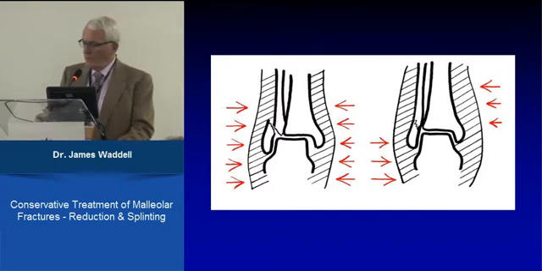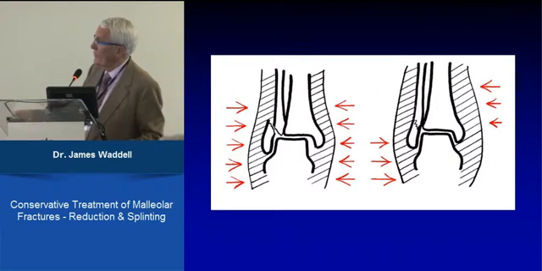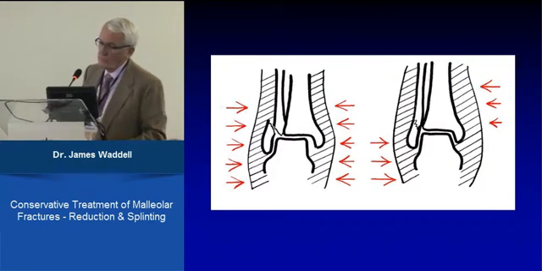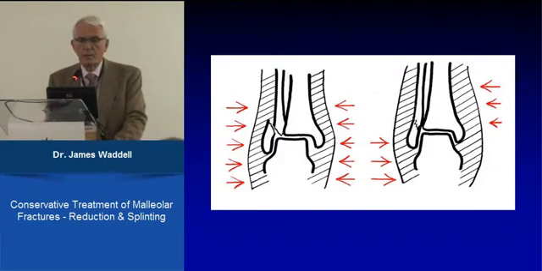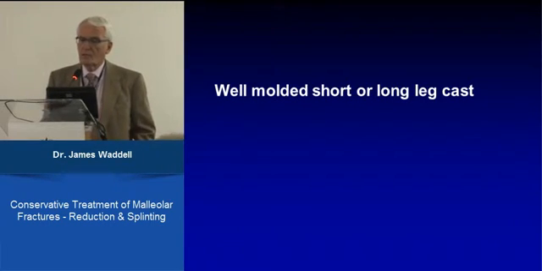So this is an example of that. If you're molding uniformly, you don't do anything for the fracture displacement, but if you mold proximally here and distally there, the fibular fracture will reduce. So a well-molded short or long leg cast, I prefer short cast. Most patients don't need a long leg cast.